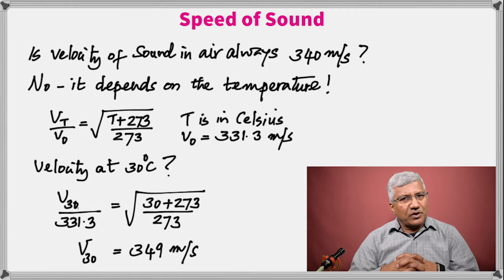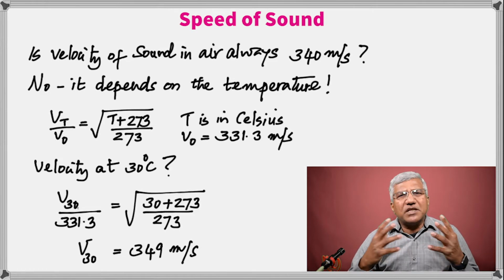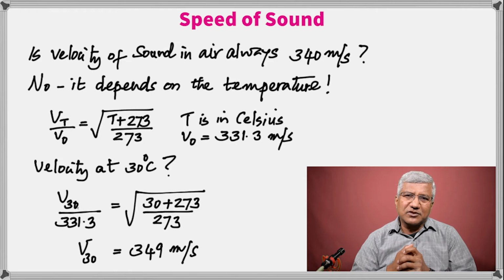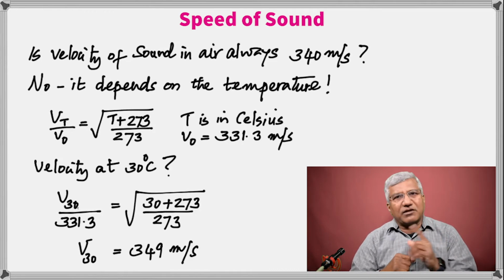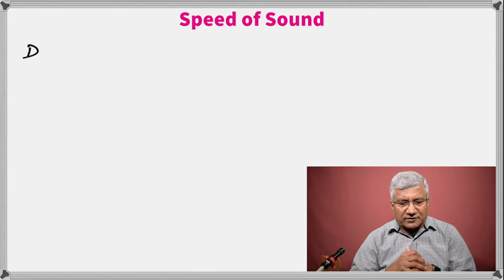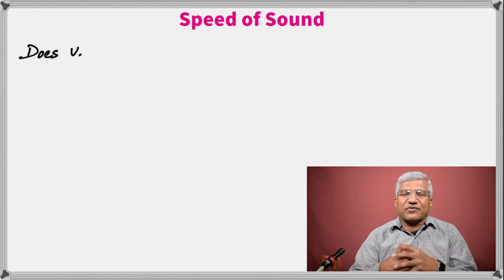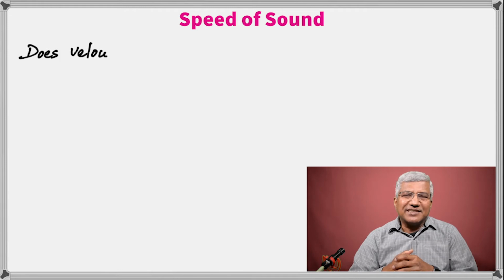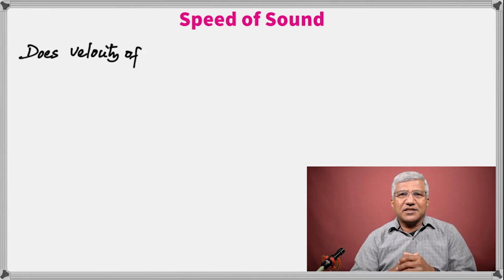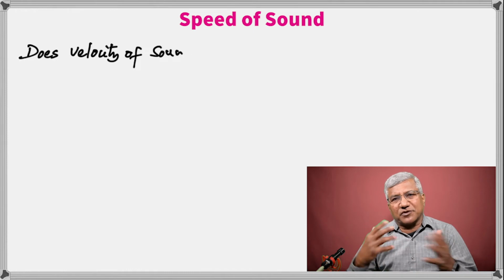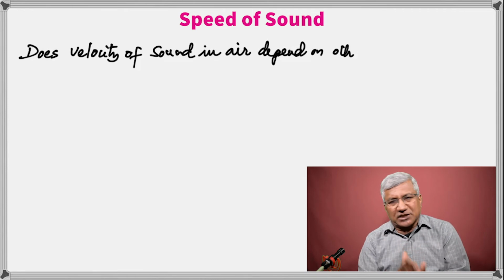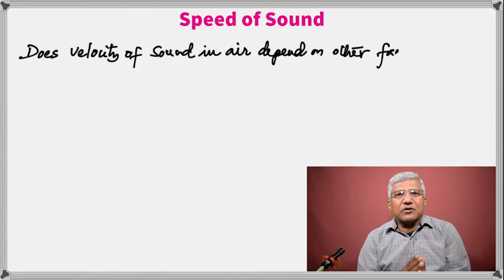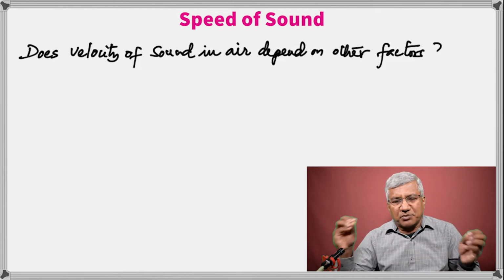Is that all? No. We can think a little bit more. Are there other factors on which the speed of sound depends? Is it only temperature? The answer to that is no. There are other factors, so let's look at that. The speed of sound in air depends on the pressure. You know that the atmospheric pressure can change from day to day, from time to time. So assuming that the temperature is constant, we're going to look at how the speed of sound depends on the pressure.